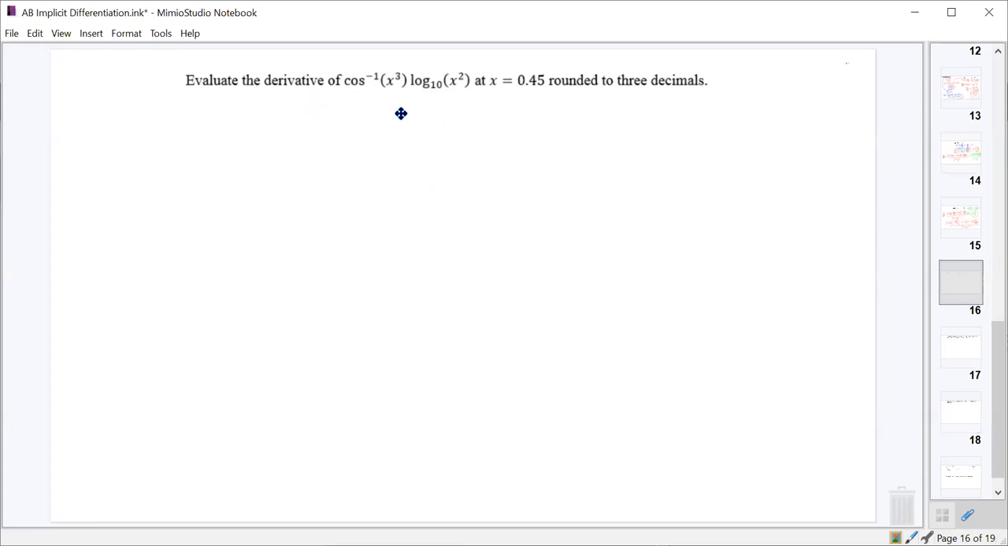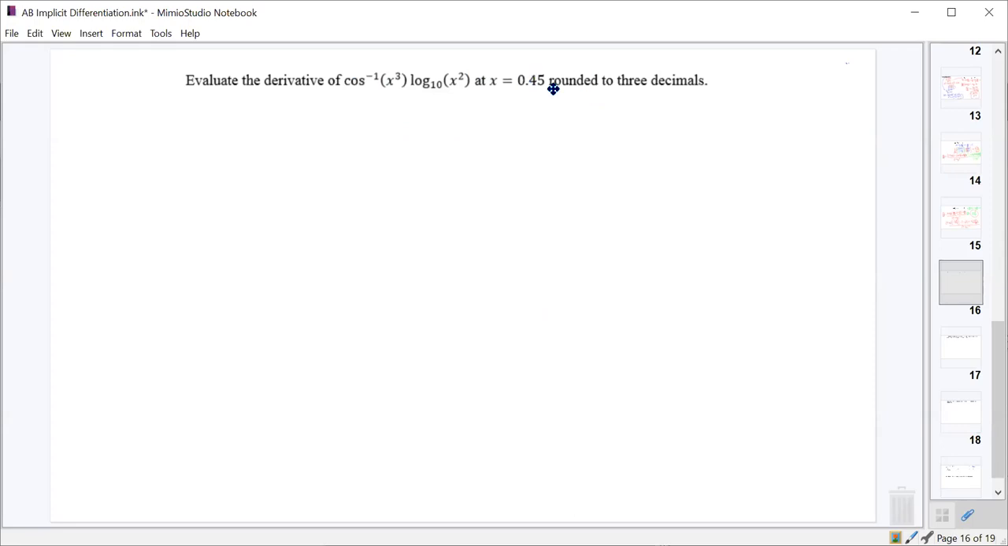Plus, even if we knew how to do that, it's going to be a pain because we're going to have to use the product rule because it's a product of two functions. And then within the product rule, we're going to use the rules for the logs and the inverse cosines, which are a pain to begin with. Plus, we're going to use the chain rule because they each have a function inside of them. So this would be a really messy derivative.